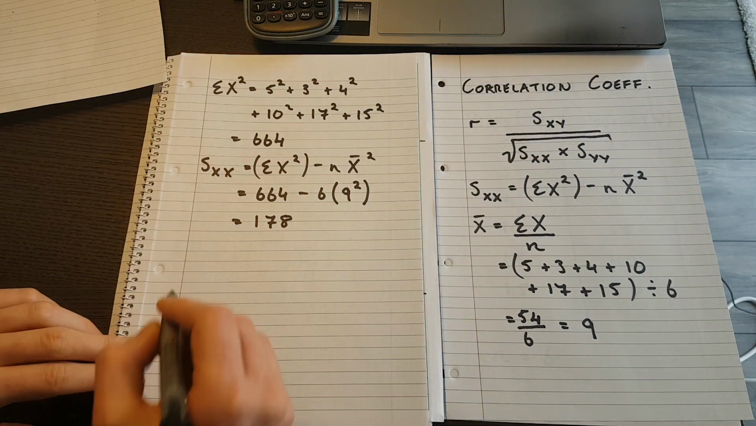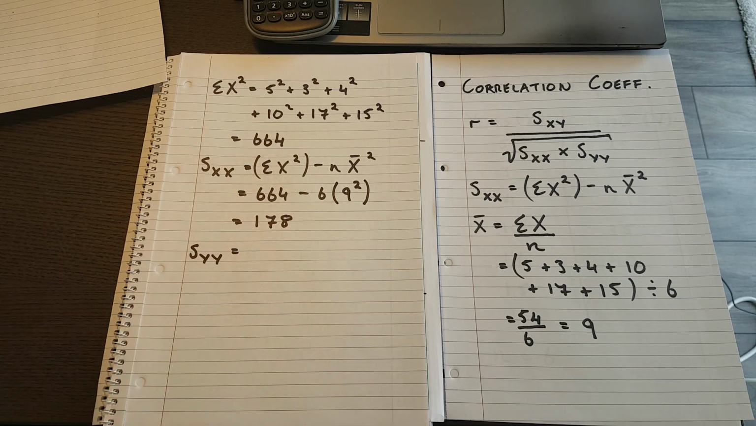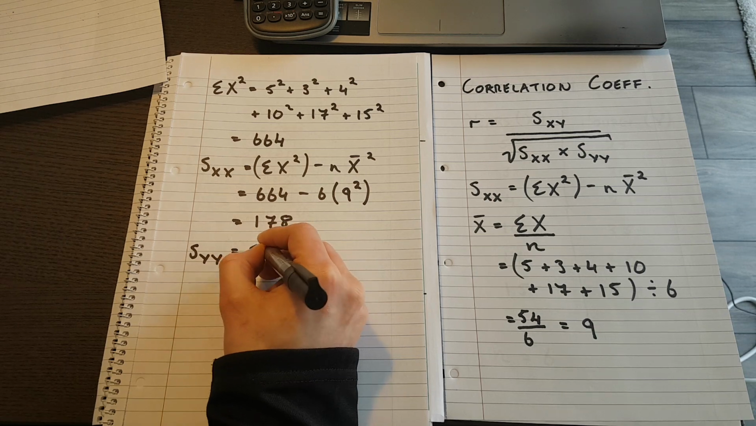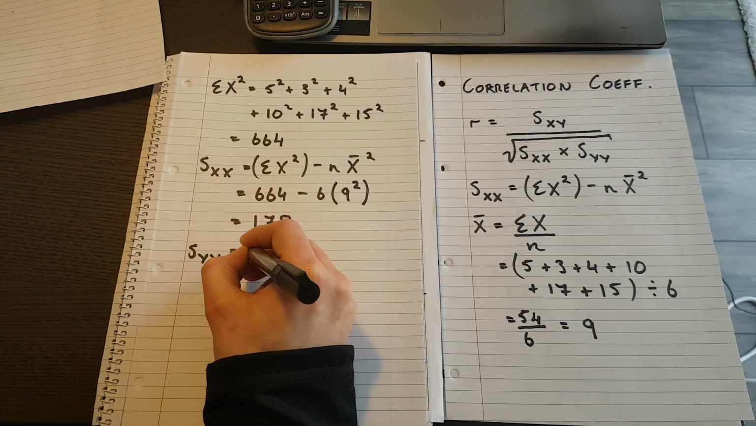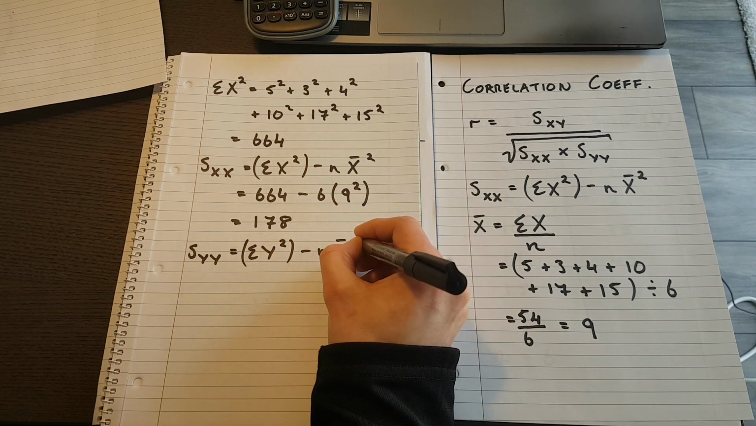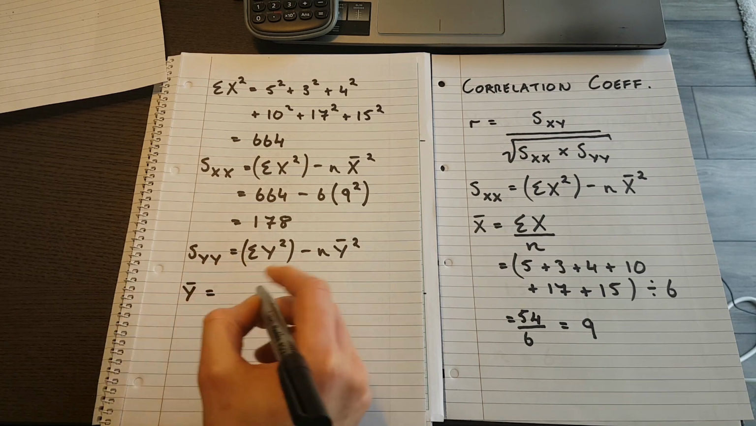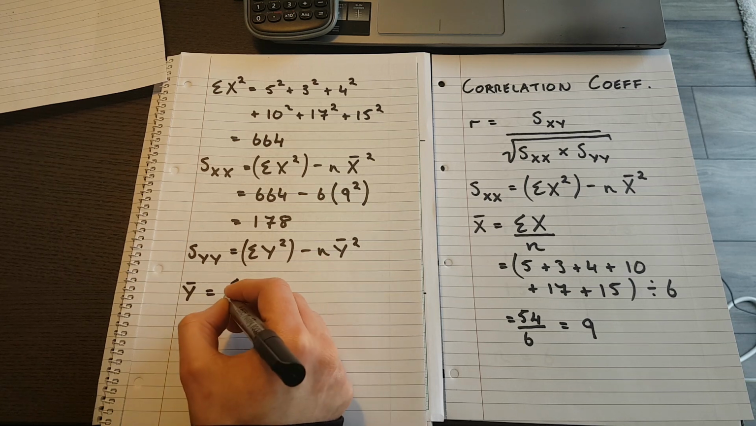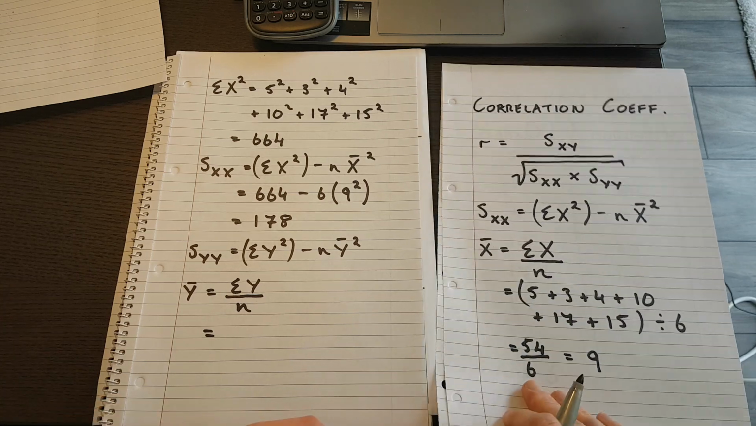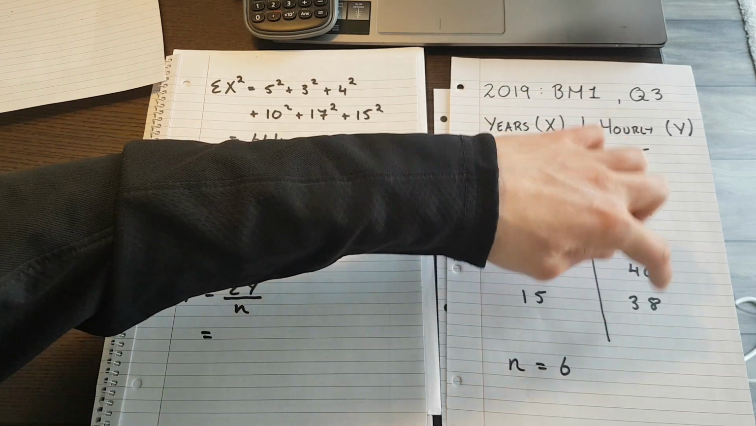I also need s of y with y, which is the same formula as s of x with x, except that I have y's instead of x's. So it's the sum of the y squareds minus n times the mean for y, squared. I want my mean for y, which is the sum of the y values divided by n. Now I need to check my y values, which are on my table here: 25, 20, 21, 35, 40, and 38.